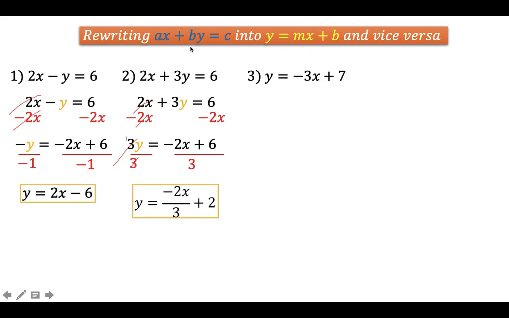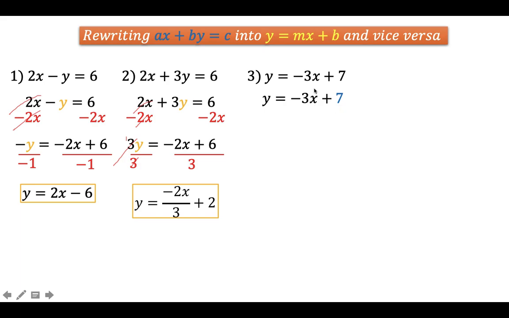Okay, so what if the given is in the form y is equal to mx plus b? We're going to transform this into ax plus by equals c. What are we going to do? First we're going to highlight this 7 because this is our constant, and this will be left on the right side of our equation.